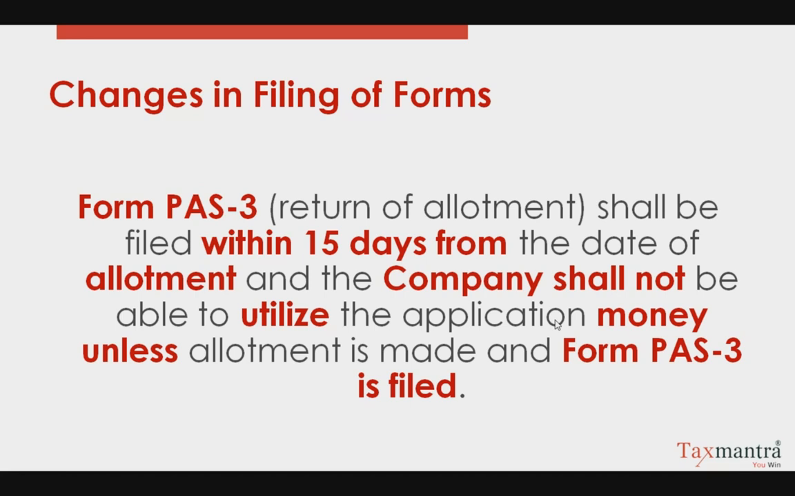And the point to be noted here is you cannot utilize the money unless the form PAS-3 is filed. So it might happen that the board meeting has been held and you have allotted the securities to the investors who were finalized in the offer letter. Consider the securities are allotted today in the board meeting. You might think that as the securities have already been allotted, you can start utilizing the money from tomorrow. But the changes that have come in say that even though the allotment has been done by the board, you cannot utilize the money unless you file form PAS-3. So if you file PAS-3 3 days later from today, you cannot utilize the money for these 3 days. So first complete the filing of form PAS-3 and then utilize the money.